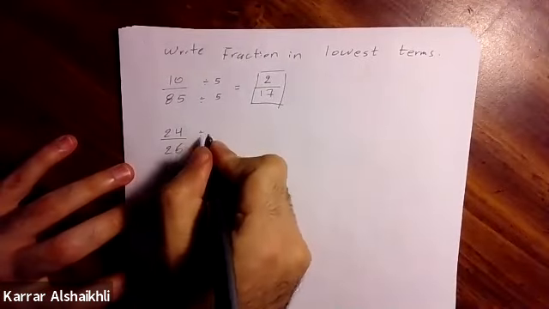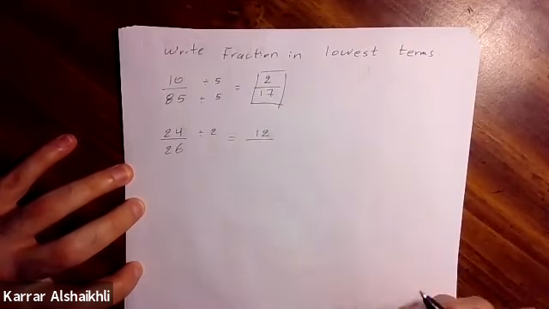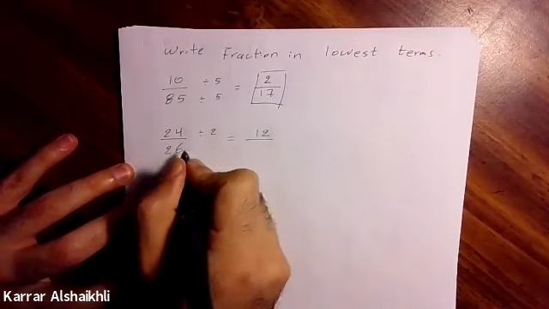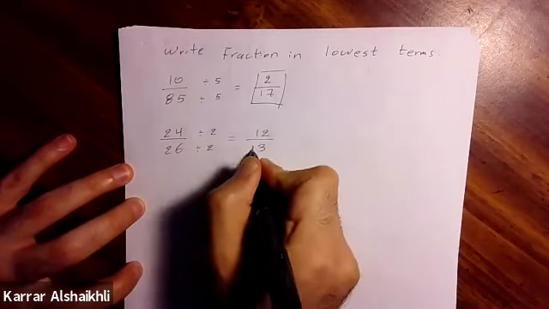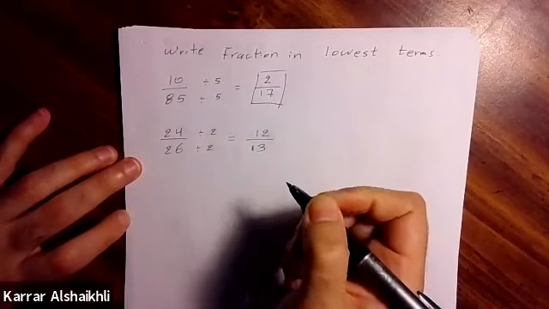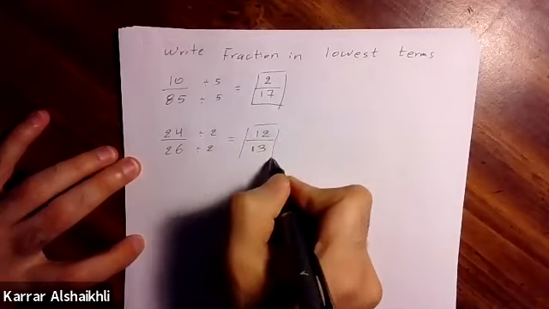So if I divide 24 by 2, it's going to be 12. If you divide 26 by 2, it's going to be 13. Can I simplify 12 over 13? No, that means this is the result.